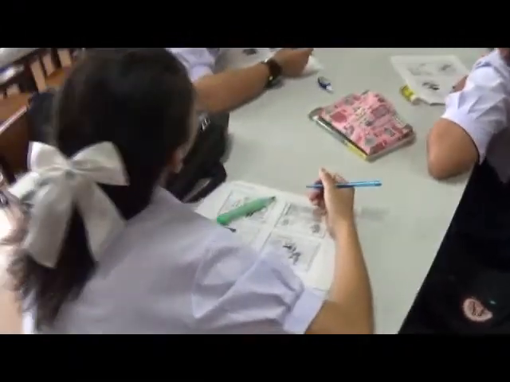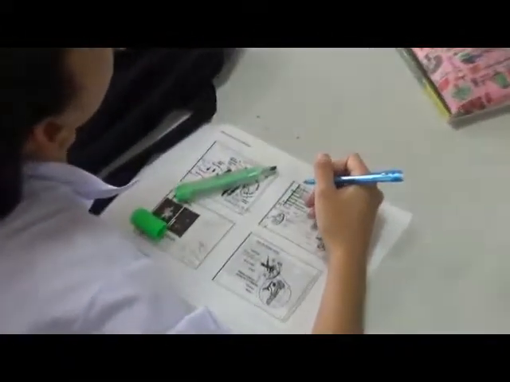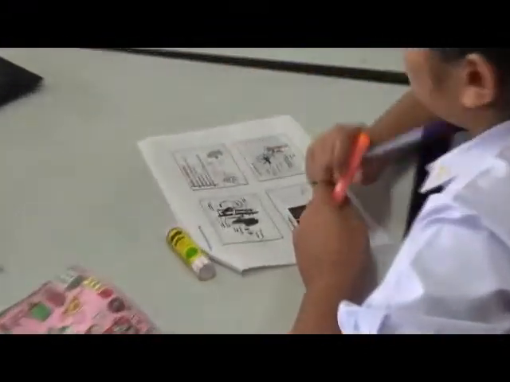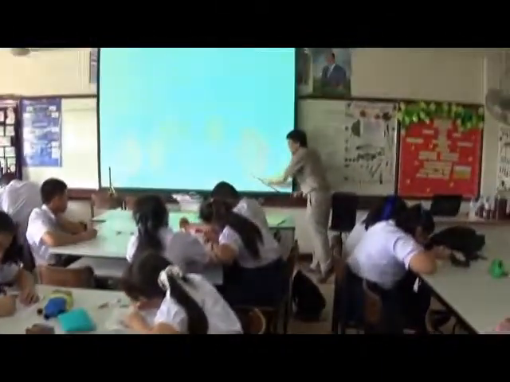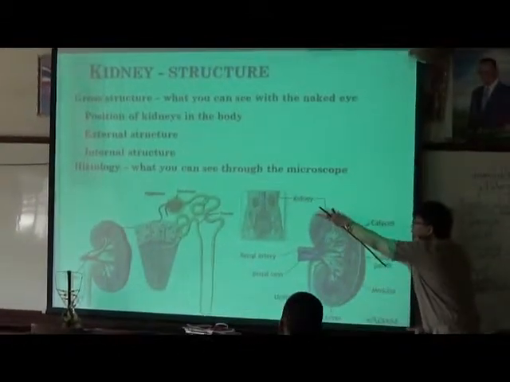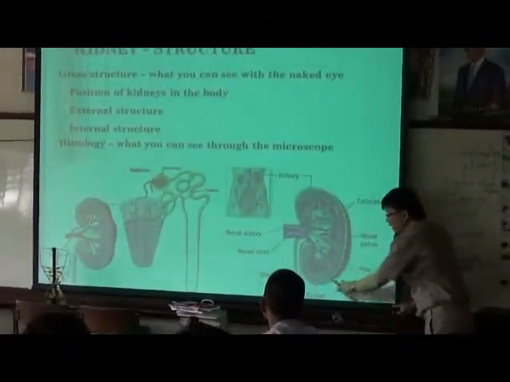The outer called cortex. You can repeat after me. Cortex. Very good. Highlight this word, cortex. The outer kidney is called cortex.